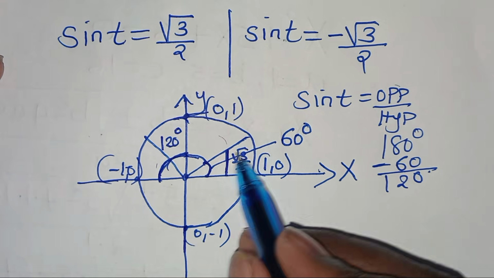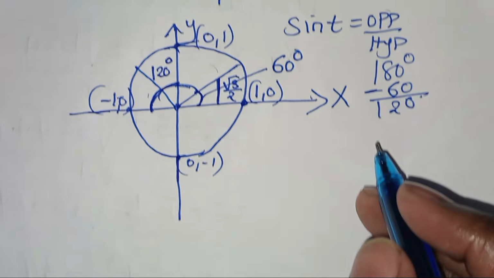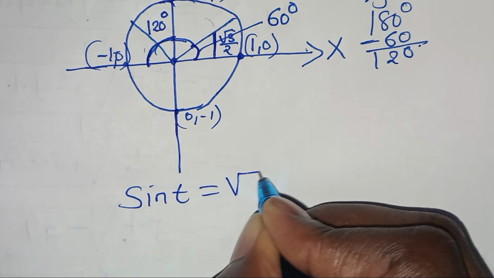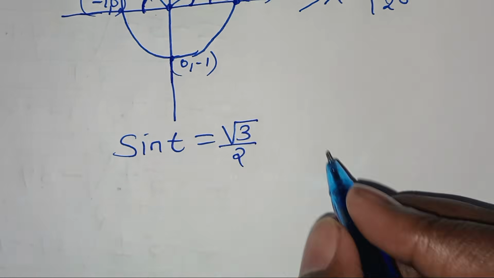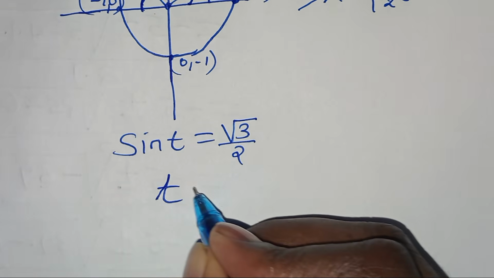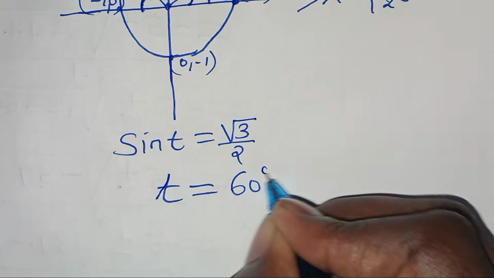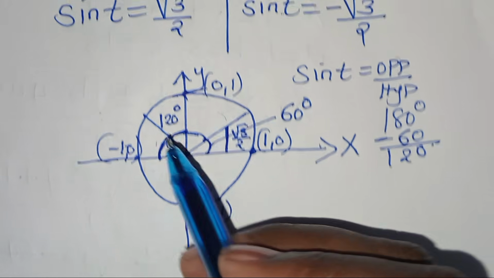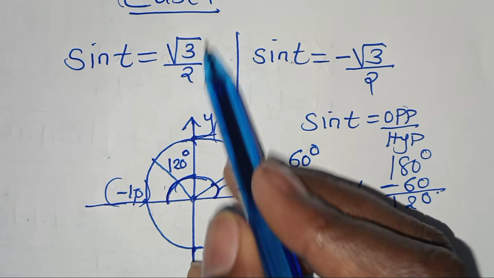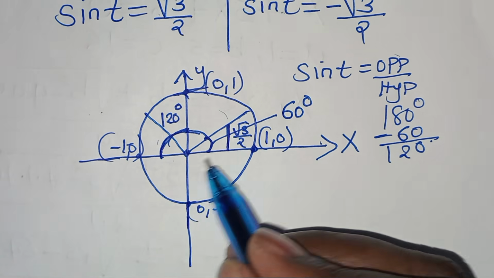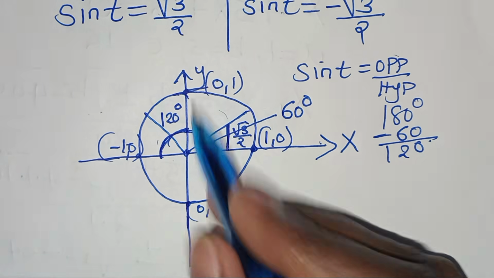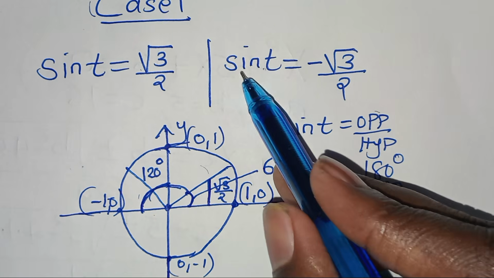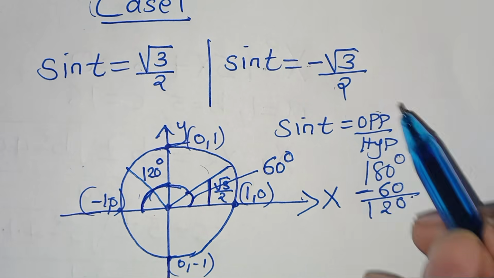Now you find that these are the positive angles of sine t. So sine t equal to square root of 3 over 2 gives t equal to 60 degrees and 120 degrees. These are the positive angles, above the x-axis. Now the angles below the x-axis are the angles for sine t equal to negative square root of 3 over 2.